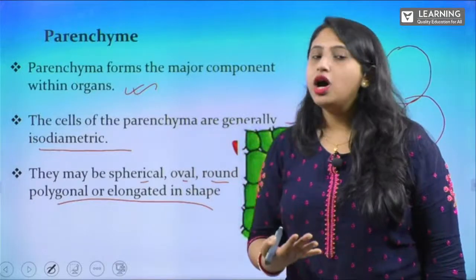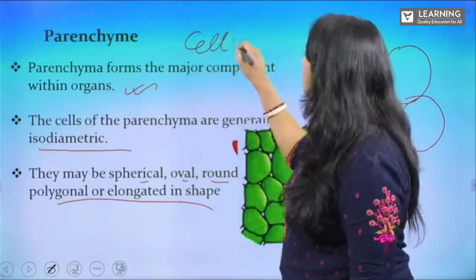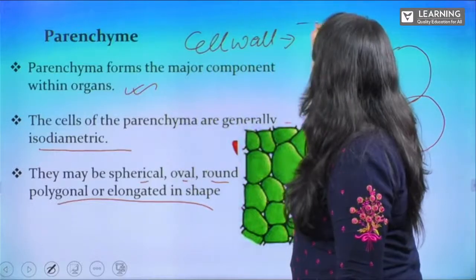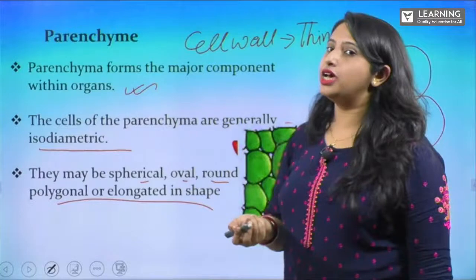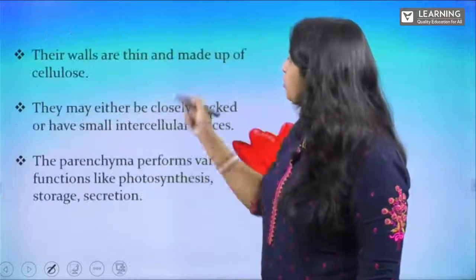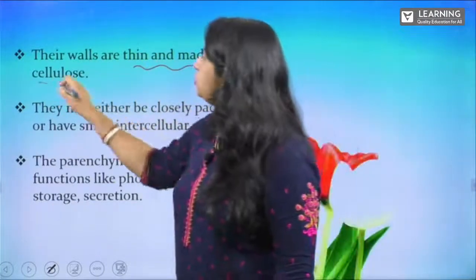How is the cell wall? The cell wall here is thin. They have a thin cell wall, and they are responsible for storage. Next, the walls are thin and made up of cellulose.